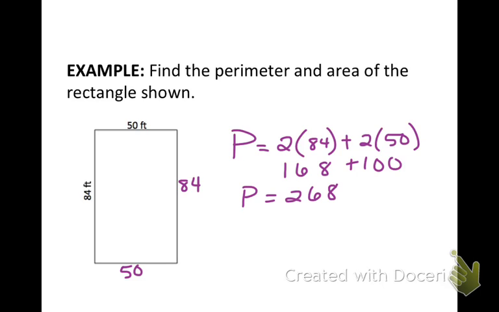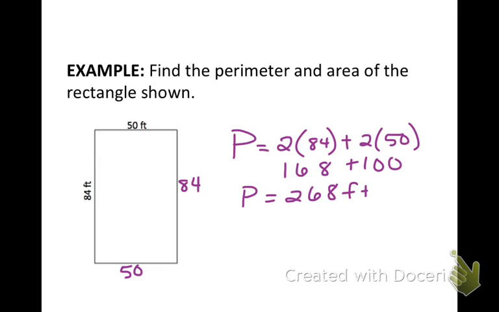For perimeter, how should you label your units? Yeah, here it's just feet. Because if I added 84 feet plus 84 feet, I'm going to have 168 feet. Okay, so make sure you label it with feet.